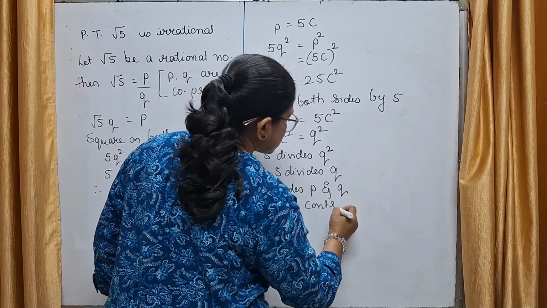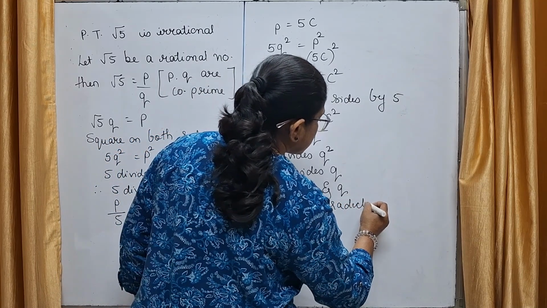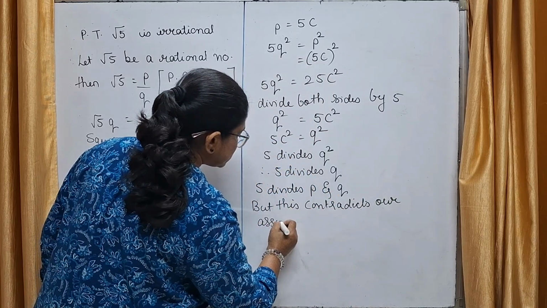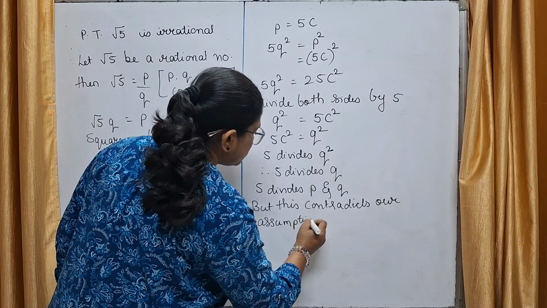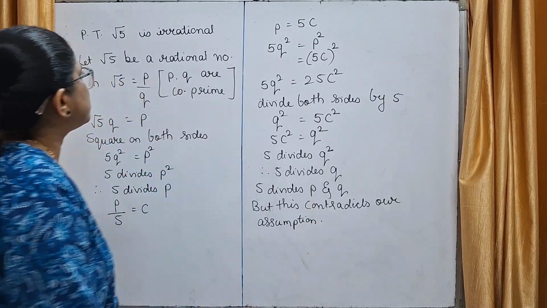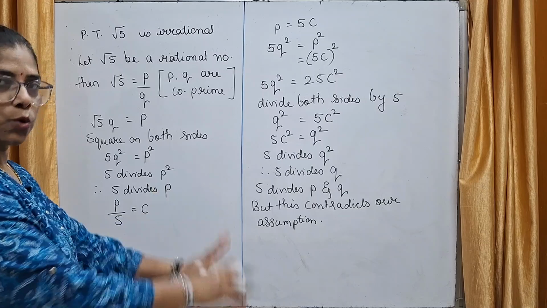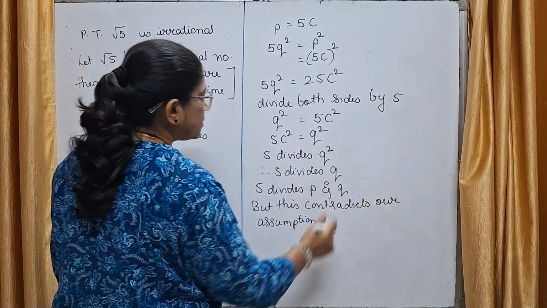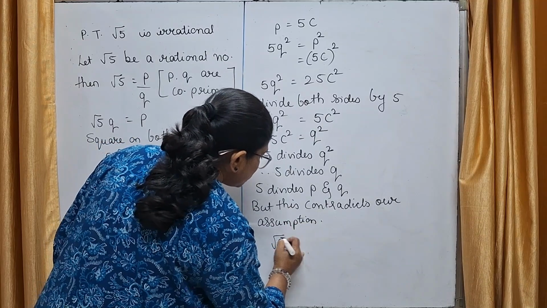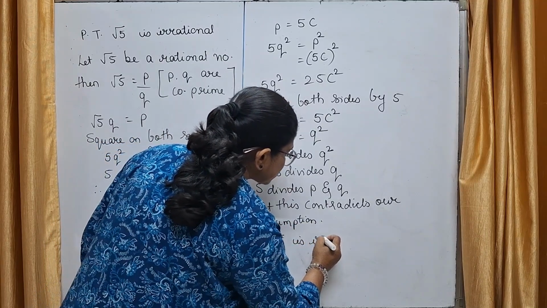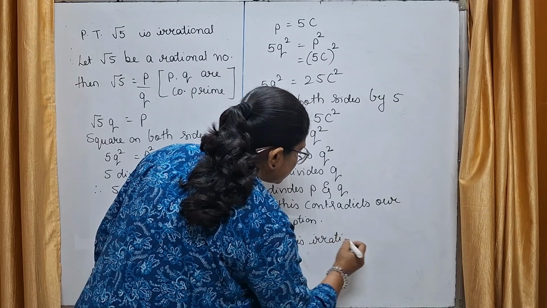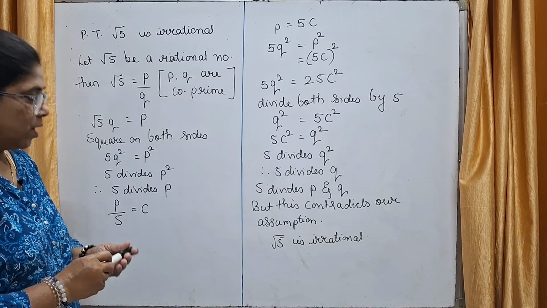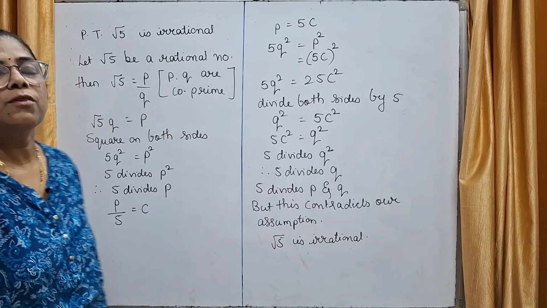this contradicts our assumption. What did we assume? We assumed that root 5 is rational, and this is wrong. So if root 5 is rational, if it is wrong, then root 5 is irrational. So this is how we have to prove that root 5 is irrational.